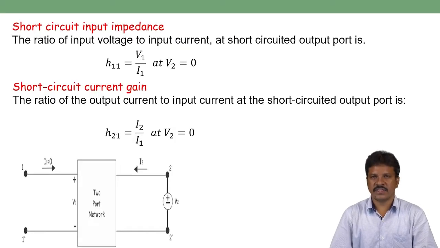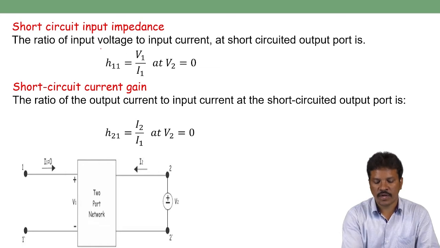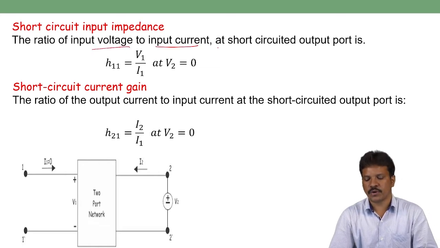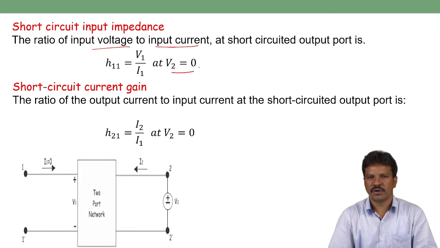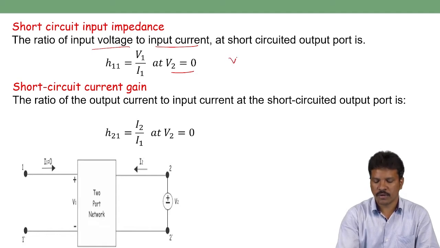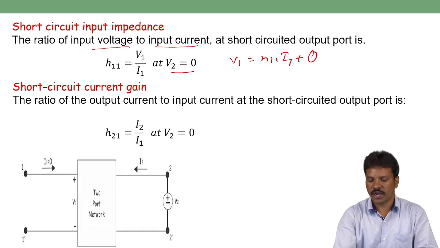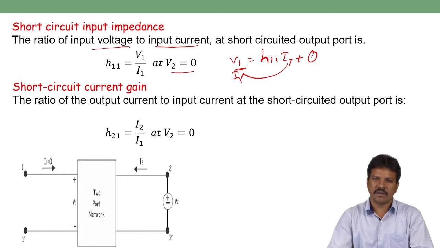The first parameter is called the short circuit input impedance. Short circuit input impedance is the ratio of input voltage to input current with the output port short circuited. From equation 1, when we short the output port, V2 is equal to 0, the second term becomes 0. So V1 is equal to H11 I1. Then what does H11 mean? It is the ratio of V1 divided by I1.